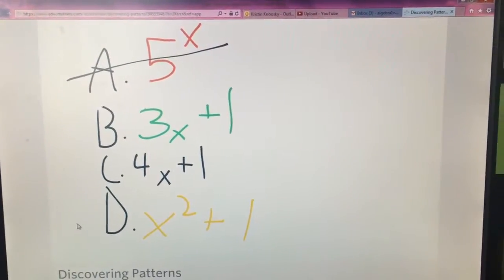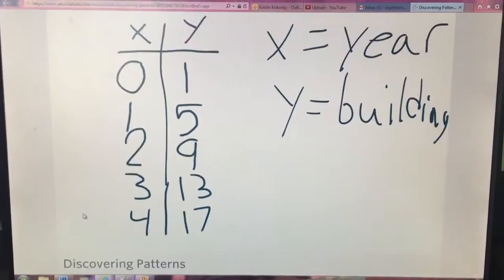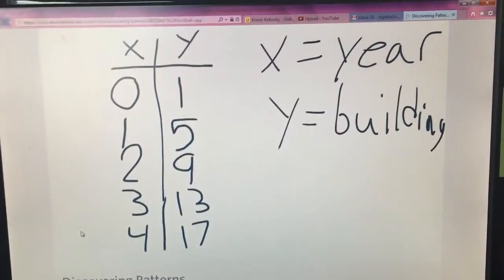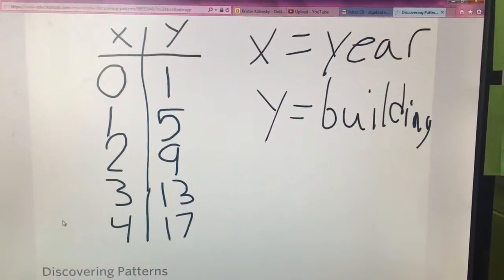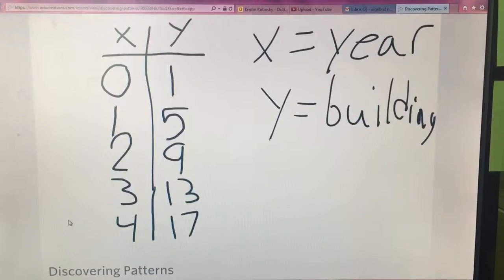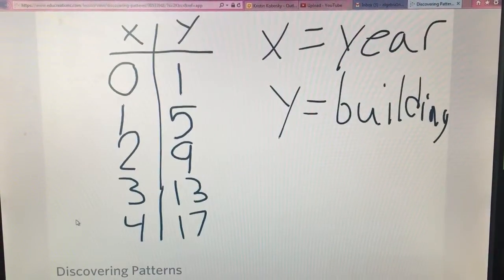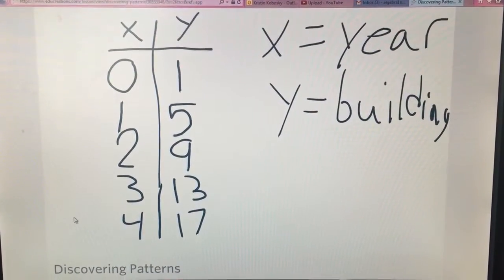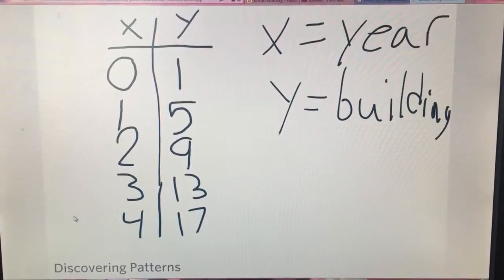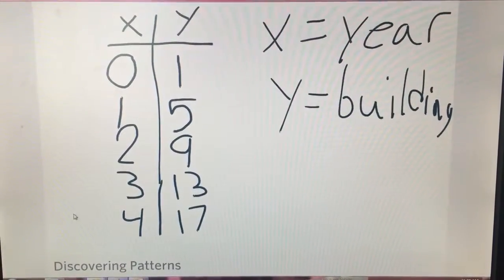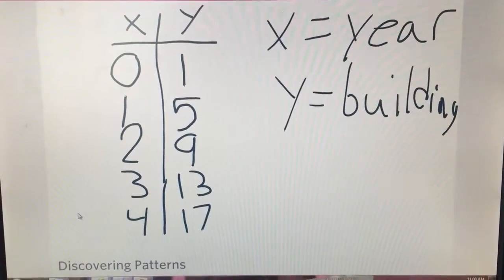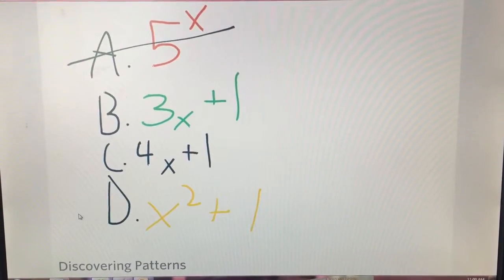Now we will test answer choice B. First we plug in 0 for x. 3 times 0 is 0, plus 1 equals 1, so that one does work. However, for the next one, 3 times 1 is 3, plus 1 equals 4, not 5. That is why B does not work.